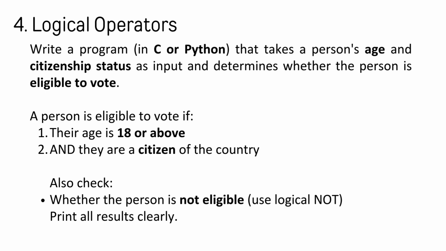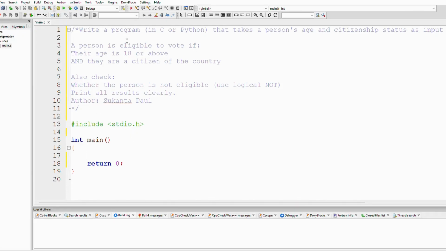Now, using these logical operators, we will write a program that takes a person's age and citizenship status as input and determines whether the person is eligible to vote or not. A person is eligible to vote if their age is 18 or above and they are a citizen of the country. We also have to check whether the person is not eligible. Finally, we will print all results clearly. So, let's start the program using C.